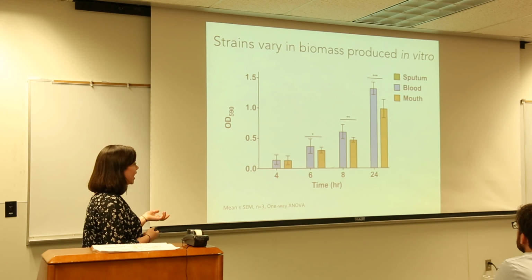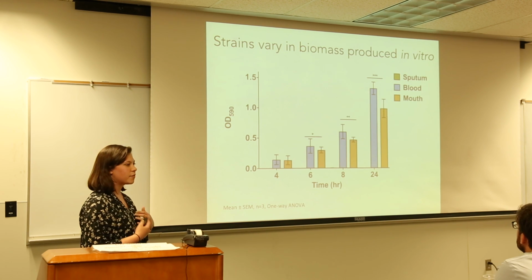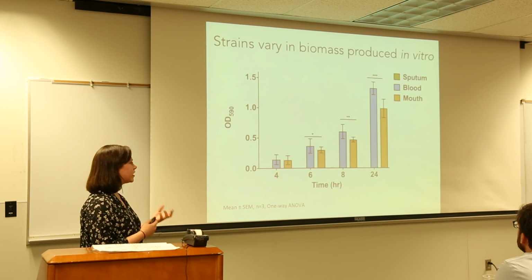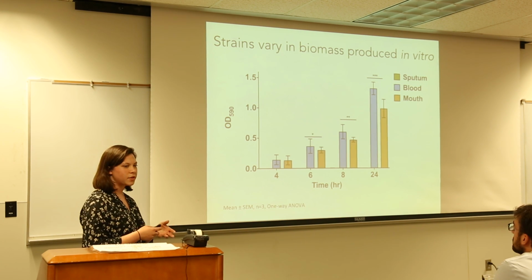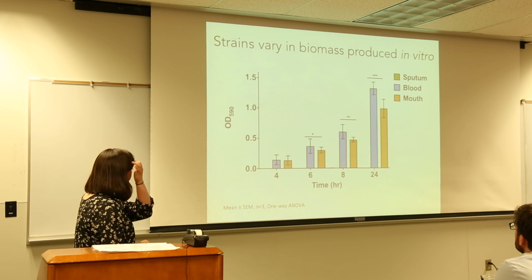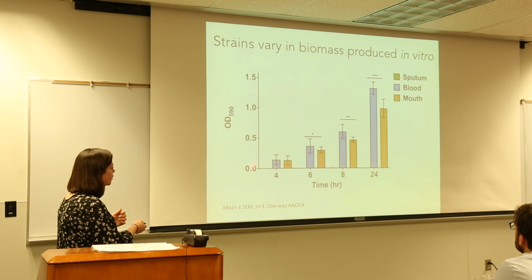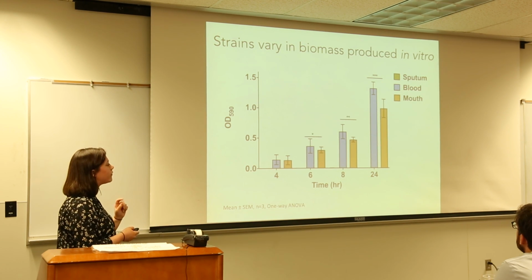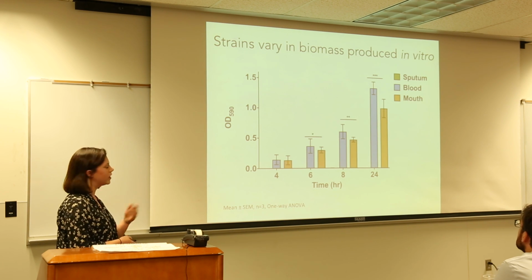So when I did this, I expected that the sputum strain, because it was coming from the lung, would be the best biofilm former, and that the blood strain, because bacteria traditionally are in a planktonic state within the blood, would be the worst biofilm former. And that is the opposite of what I found. So you can see that the sputum strain formed no detectable biofilm at any time point in vitro, and that the blood strain conversely formed the best biofilm at every time point.